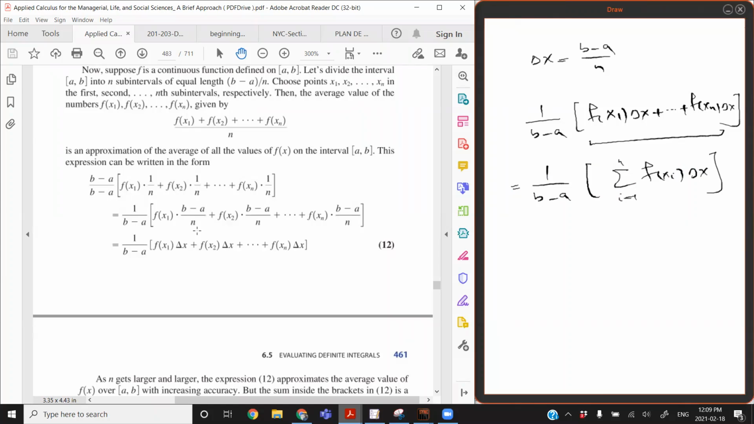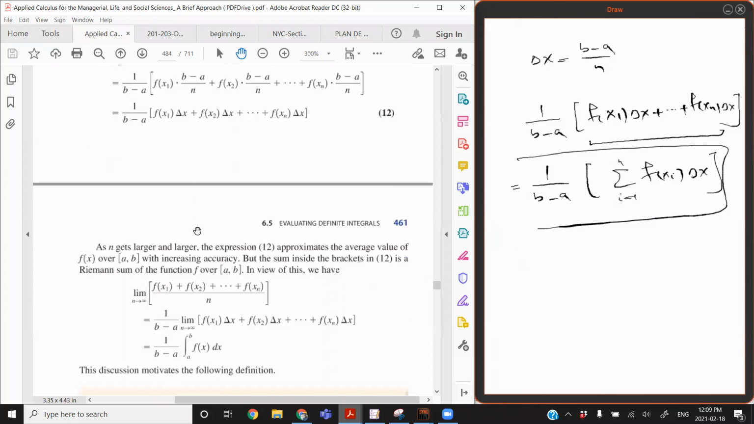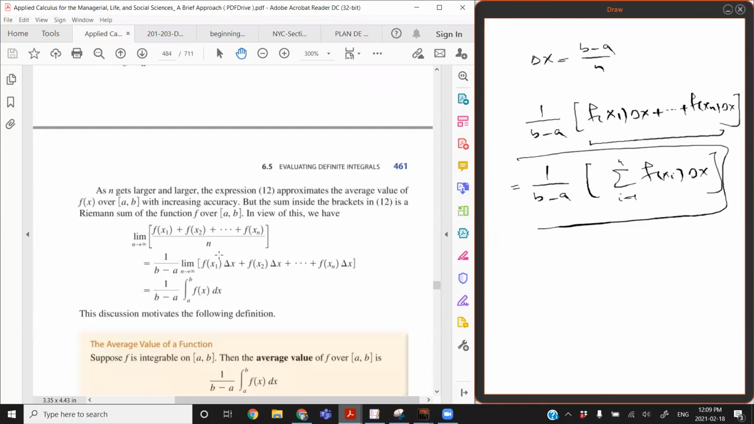And how do we increase the accuracy of this approximation? Because whenever you're dealing with an approximation, the question arises, how can I improve that approximation? And the answer, just like the case of the Riemann sum, is by increasing the number of intervals. So I can just take the limit of this as n approaches infinity to get the average value. So if I do so, I take the limit of this as n approaches infinity, I'm going to get 1 over b minus a times the limit of this Riemann sum.